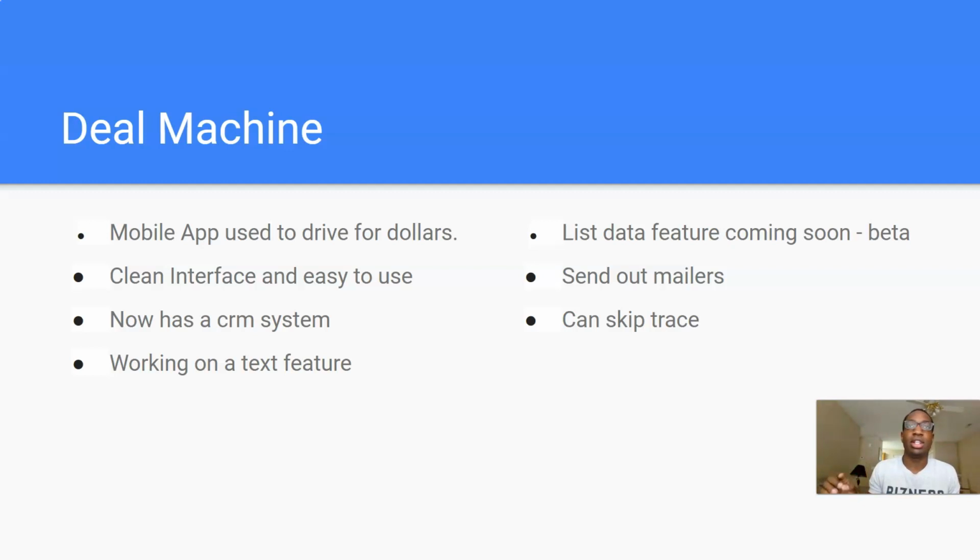feature, how you can easily tag leads with a follow-up, or just put them to the trash and different things like that. They're coming out with a list data feature coming soon. So they have a beta version where you can pay a little bit extra for it, and so that will compete with your list source property stream websites. You can also send out mailers, and you can skip trace with DealMachine. And so those are the main features between, I guess, DealMachine and PropStream.